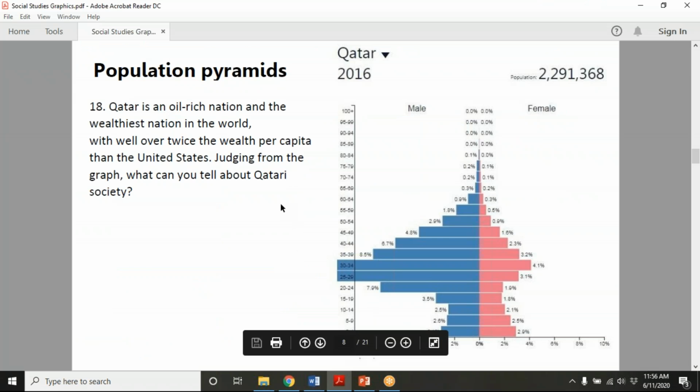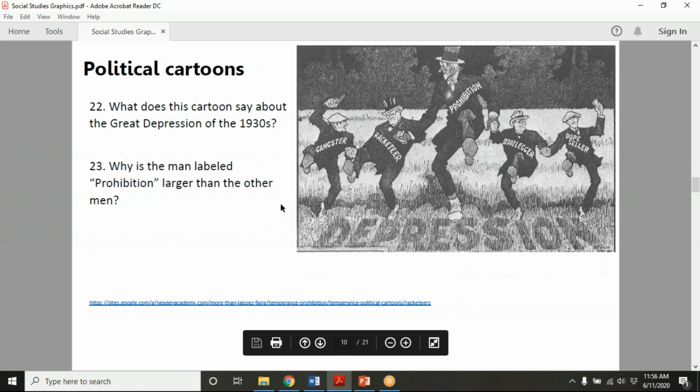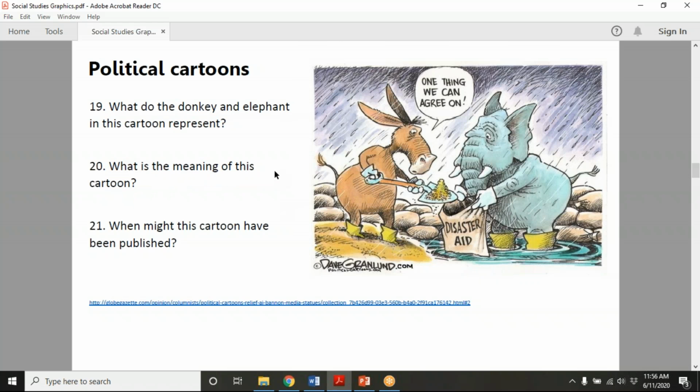Let me see. So that's it for population pyramids. Let's talk about these political cartoons real quick. You do see political cartoons on the GED and the HiSET tests. They're tricky, but normally they're general enough that you can make sense of them, right? The number one thing you want to know in the United States for political cartoons is question number 19. What do the donkey and the elephant represent?